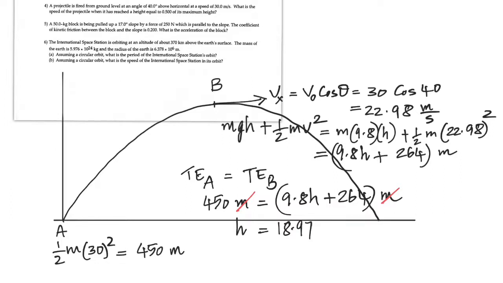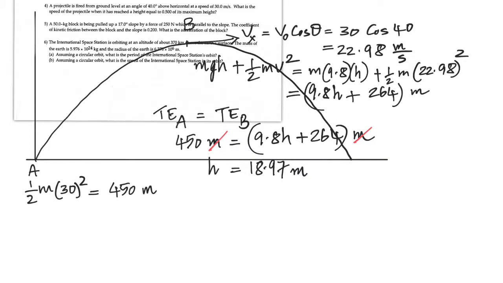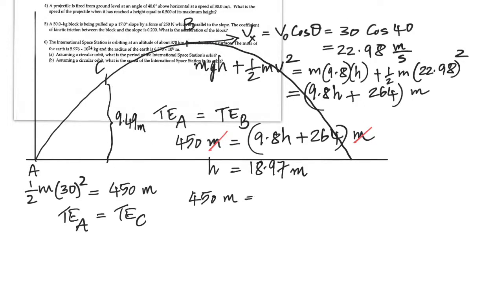Get the height as 18.97 meter. Now we are asked to find the speed at half of the height. Once again, we'll apply the same thing. So if C is where it reaches half the maximum height, we know that the height is half of this number, which is 9.49 meter. And again, the total energy at A is equal to the total energy at C.